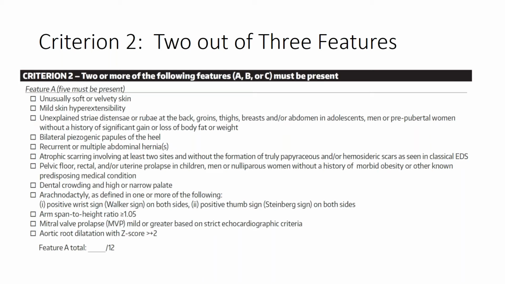The last 2 items are echocardiographic criteria: the presence of mitral valve prolapse, according to strict echocardiographic criteria, and aortic root dilation with a Z-score of greater than 2. So that means more than 2 standard deviations above the mean for age and body size.